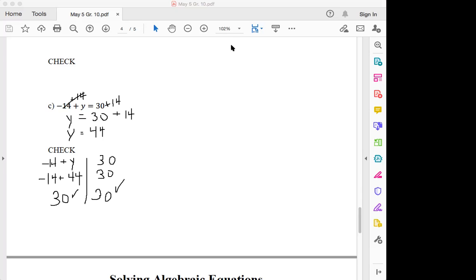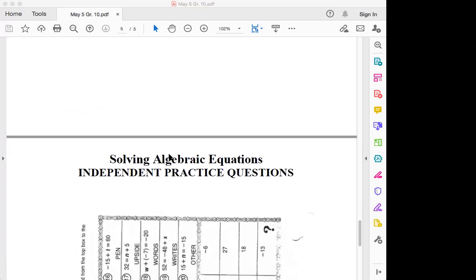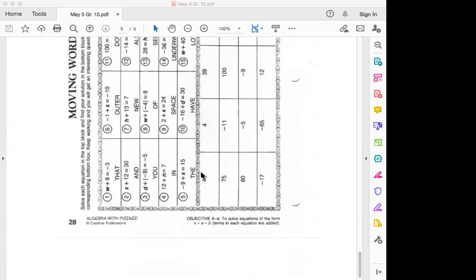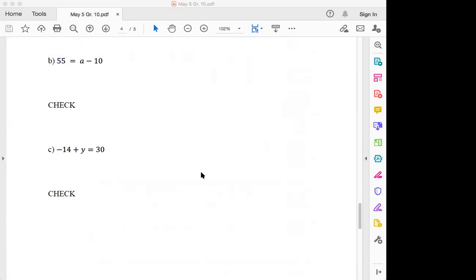So I'm going to erase this. You do have this to work on. And that is all. So you should be doing that on a lined paper so I can see your work. But that is it. I hope everything goes well and it's easy enough for you.